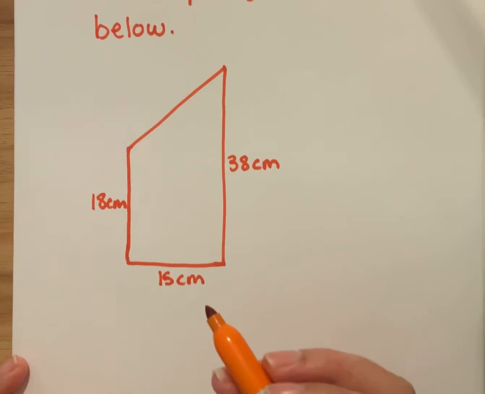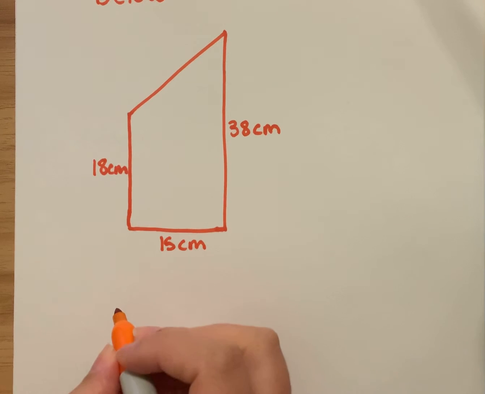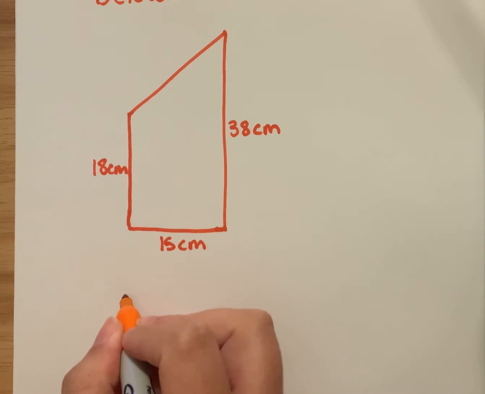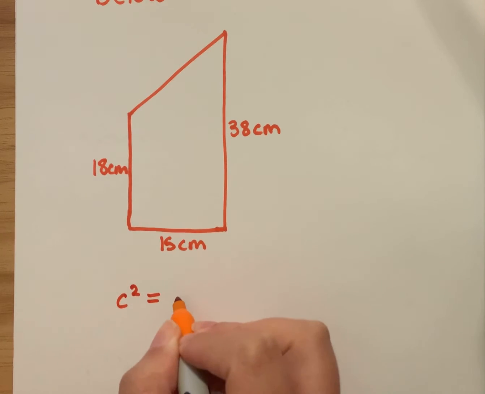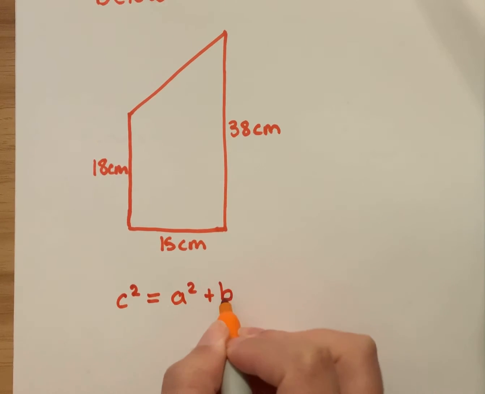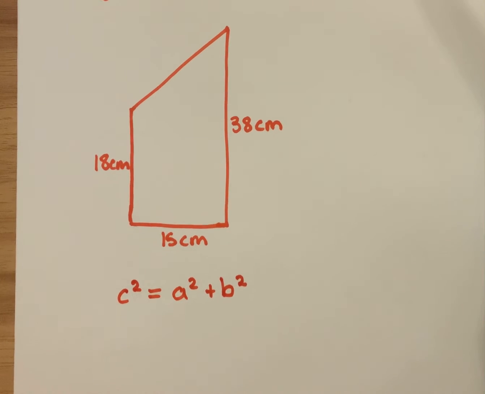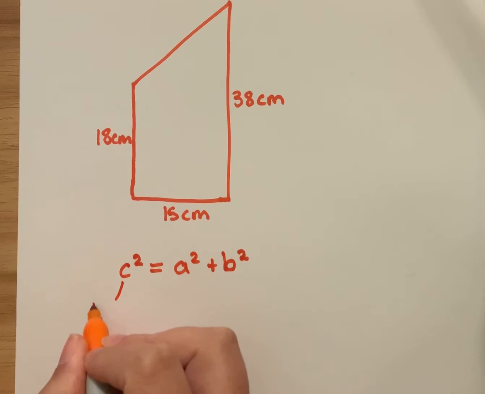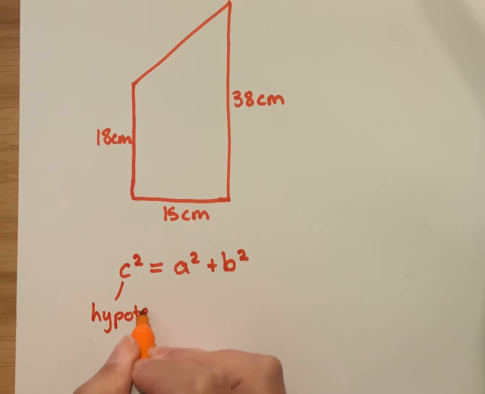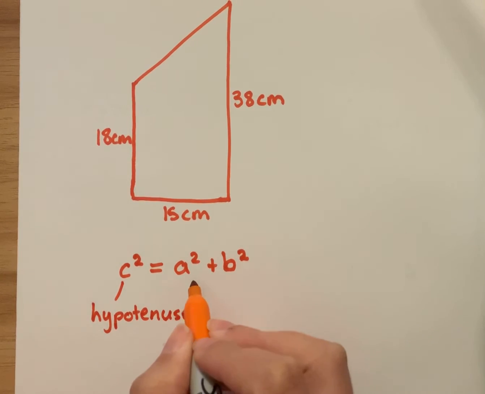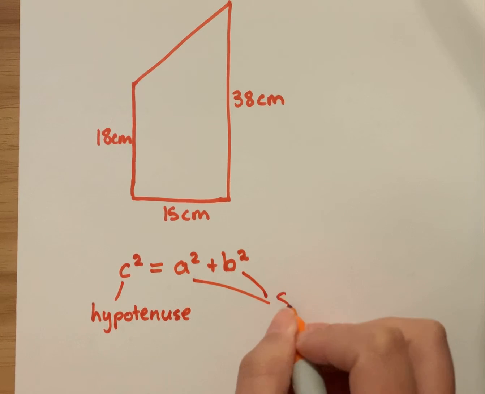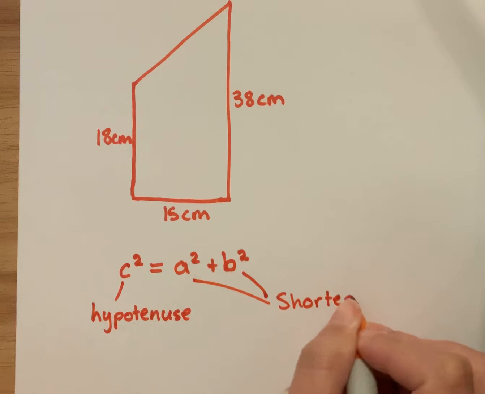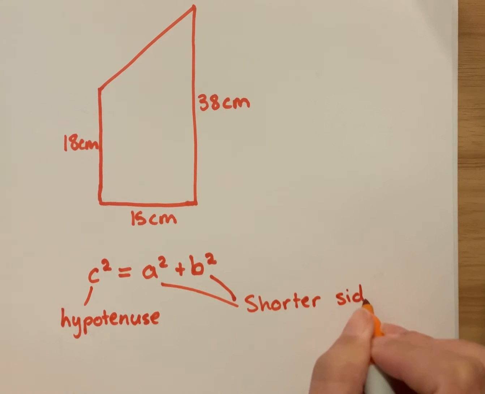So Pythagoras' theorem, that's a theorem that we have regarding right angled triangles. And the formula is c squared equals a squared plus b squared. And we might remember this from year 8 and even from our trigonometry topic that we just completed. And c is the hypotenuse, and then a and b are the shorter sides. It doesn't matter which is a or which is b. They just can't be the hypotenuse. The hypotenuse has to be c.